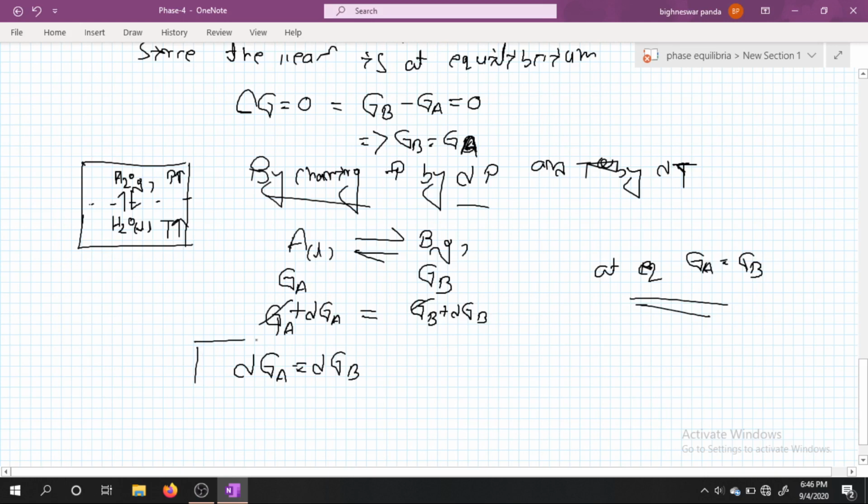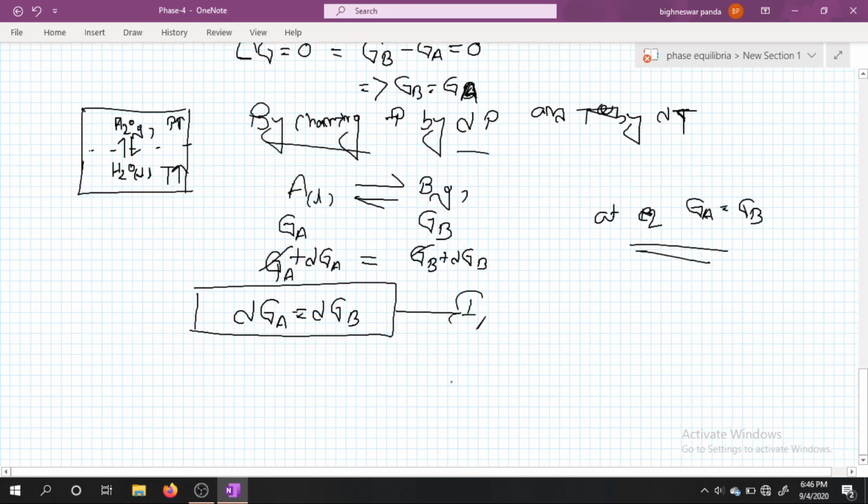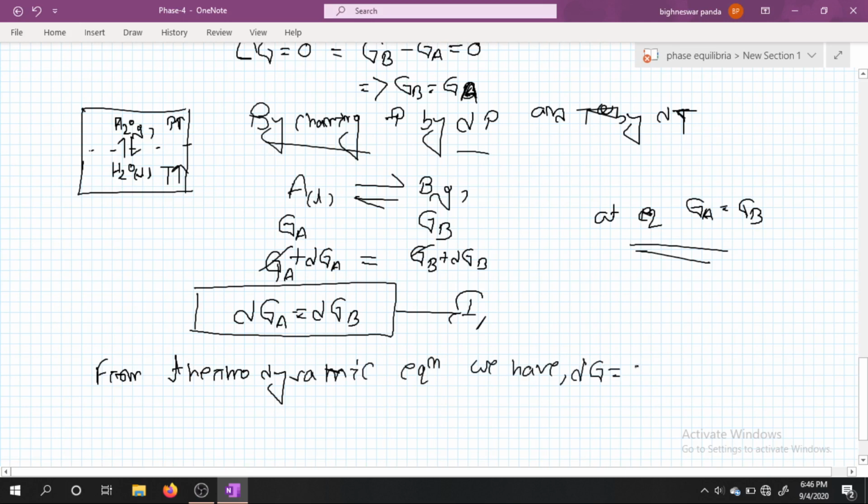This is our question 1. From the thermodynamic equation, we have dG is equal to VdP minus SdT. This is our equation 2.